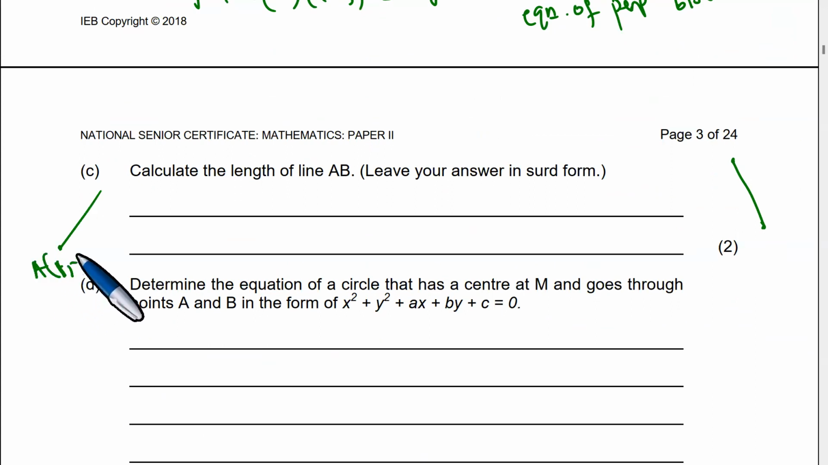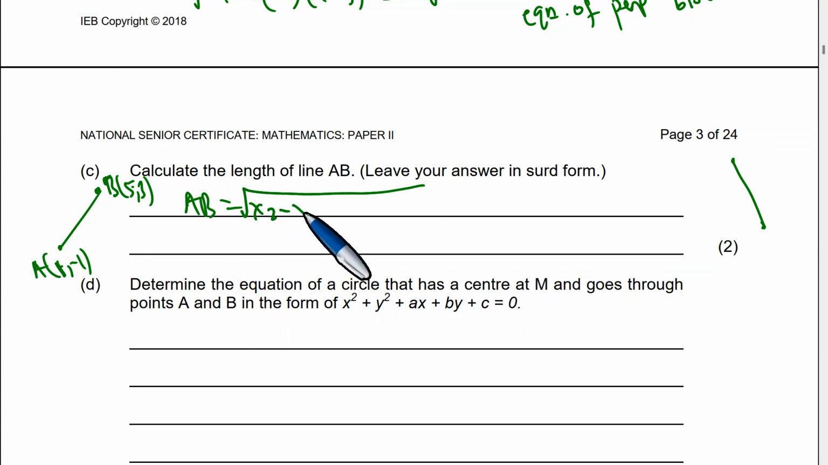Okay, 1 minus 1, 5, 3. So AB, which is this one: the square root of x2 minus x1 squared plus y2 minus y1 squared. So this is x1, y1. This is x2, y2.